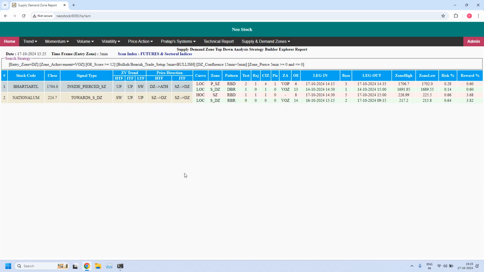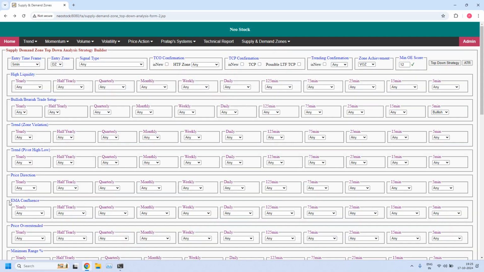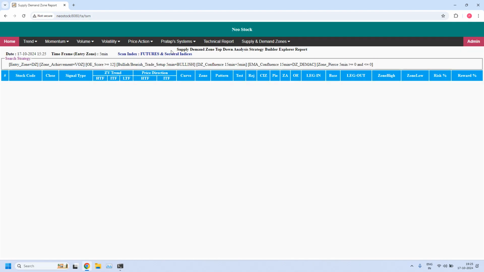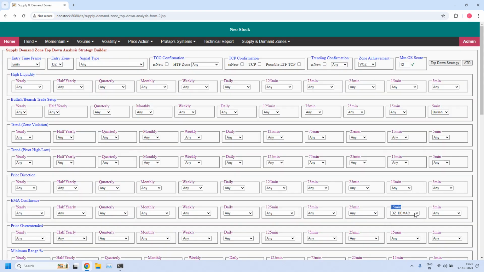And the 15 minutes trend is up. If the 15 minutes zone is having daily EMA confluence, it could be even more high probability. Let's verify. In the 15 minutes time frame, 15 minutes demand zone having daily EMA confluence. No stocks are filtered, no issues.